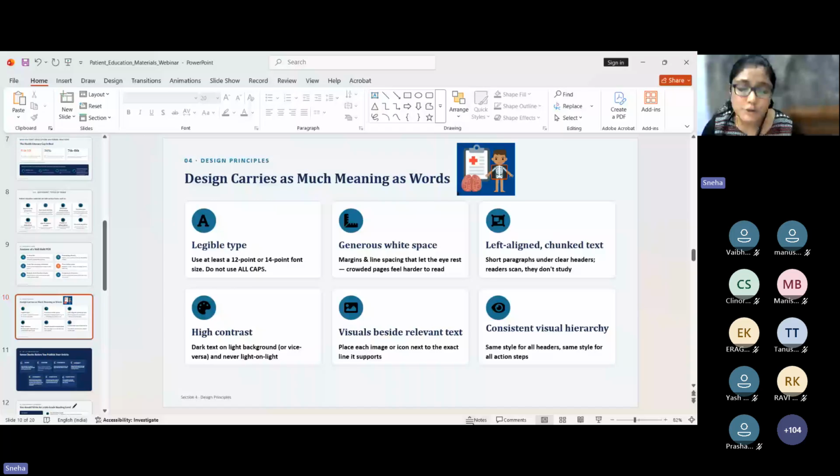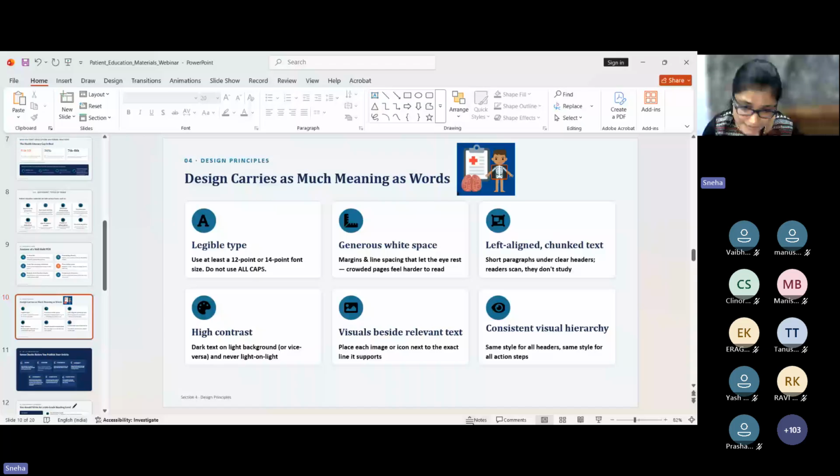There should be generous white space, margins, and line spacing that let the eye rest. Crowded pages feel harder to read. So if the page is too crowded with a lot of information and there is no proper segregation of information, then it will get difficult for the patients to relate and also to read. So generous white spacing is equally important.